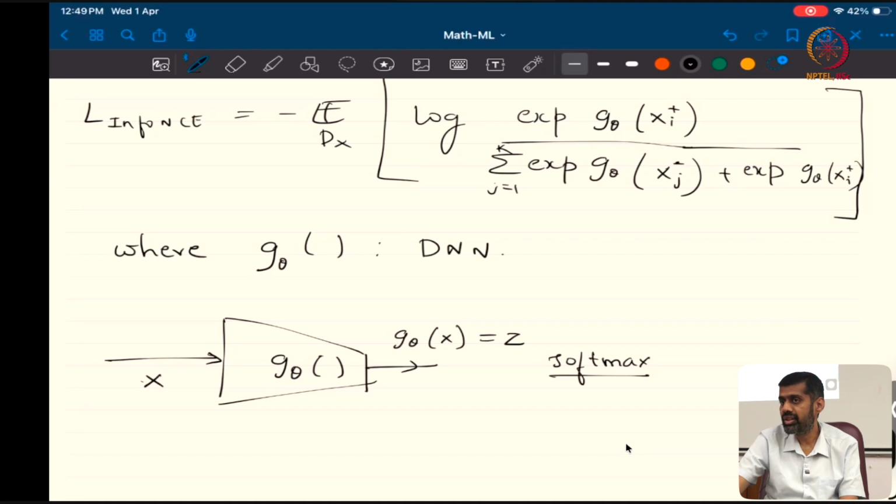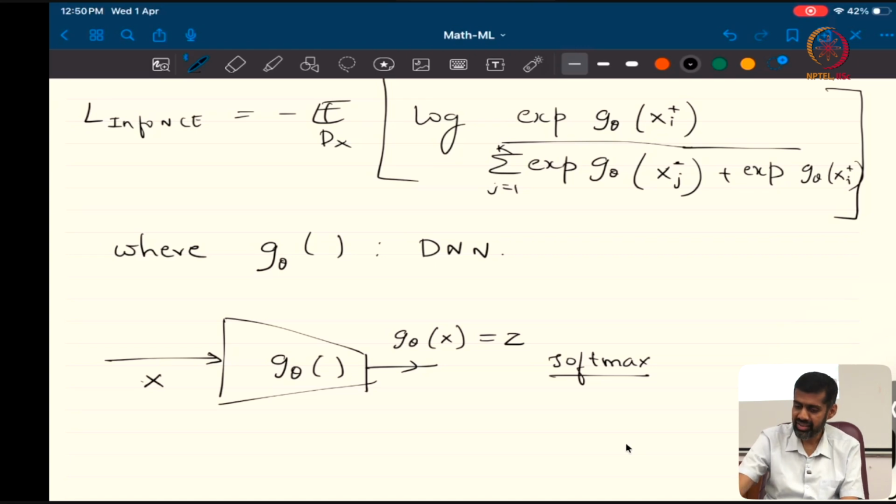Now, what are the labels for this? For a given point x, x plus is taken to be the correct label, right, and multiple x minuses are taken to be the wrong labels. Is this all right? Now, how do you train this neural network? You train this neural network using this L Info-NCE loss, okay, and post training you can use the output of this neural network as the embedding that you can use for downstream tasks.